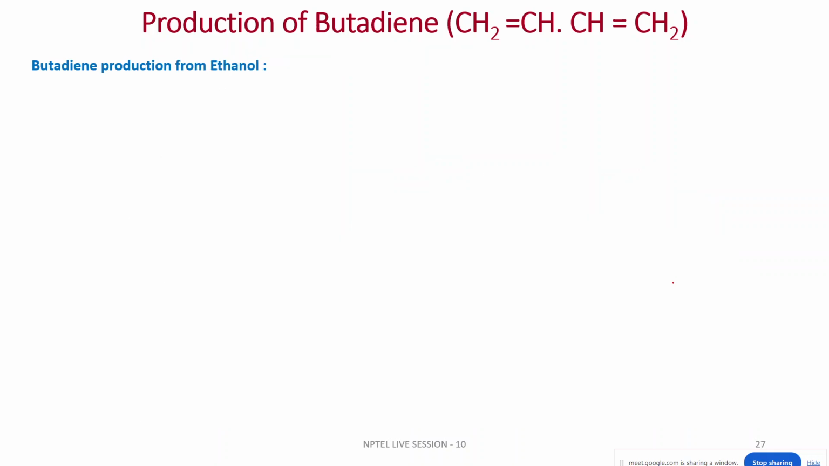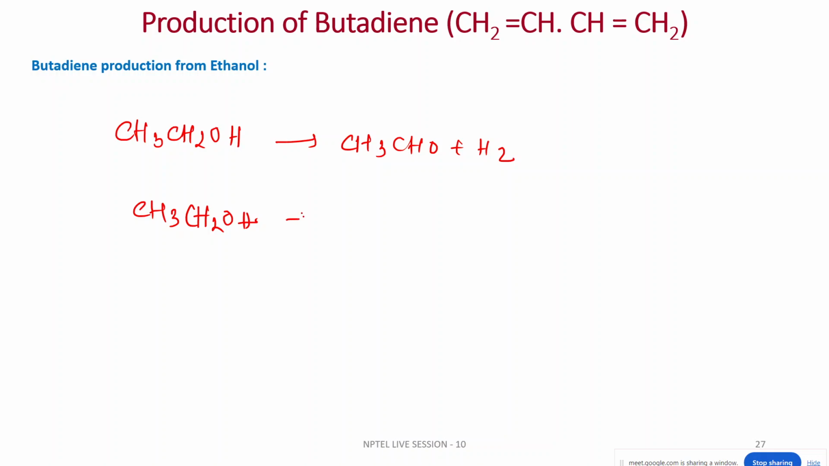The next process is butadiene production from ethanol. It has a similar kind of dehydrogenation process. Ethanol produces acetaldehyde, and then dehydration occurs on the same product, and then it produces butadiene.